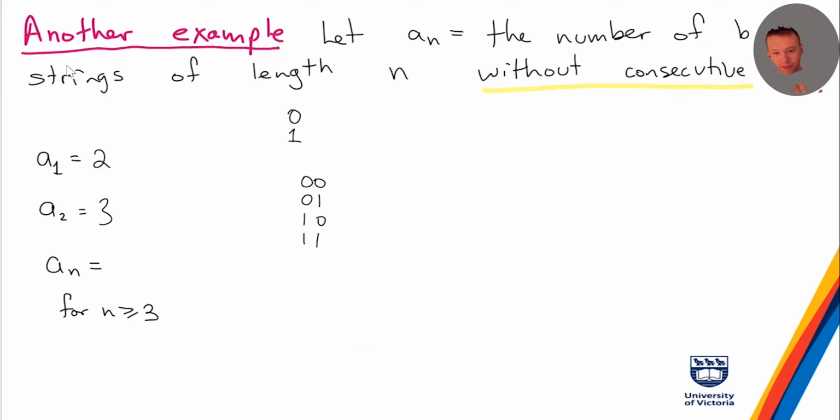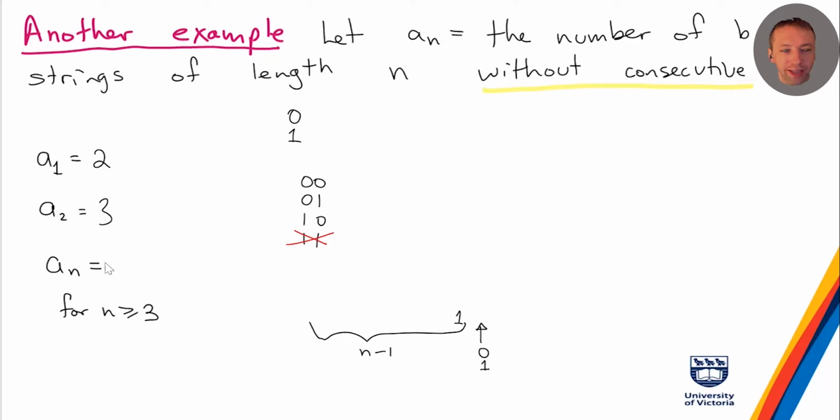So here's how I want to come up with a recurrence here. Now, if you think about it, I want to say that if I take a string of length n minus 1, and I want to make it into a string of length n, there's 2 choices for the nth symbol. So it's either a 0 or a 1.